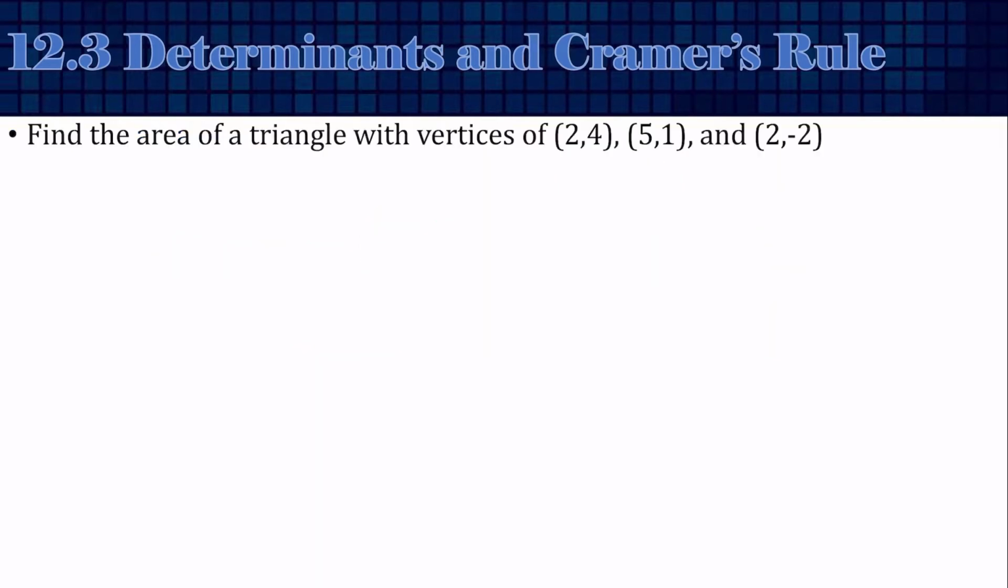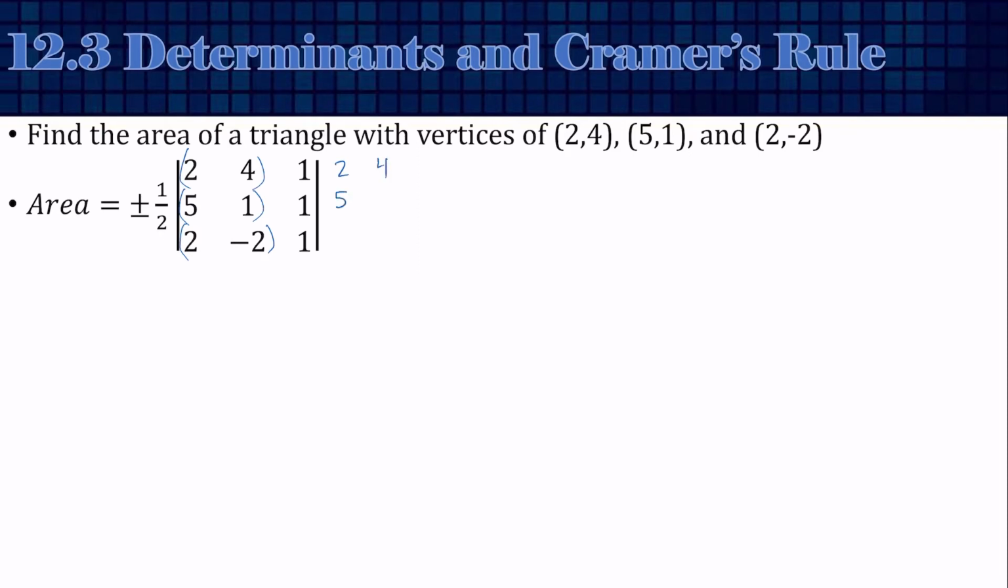All right, find the area of a triangle with these vertices. We're going to plug it into our formula. Area is plus or minus 1/2, and then these are the points right there. And it really doesn't matter which order you put the points in. Copy the first two columns so we can find our determinant.